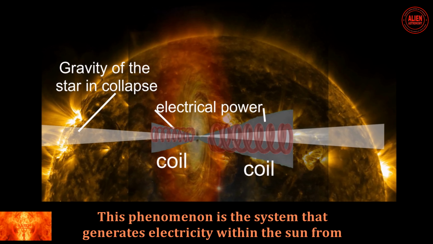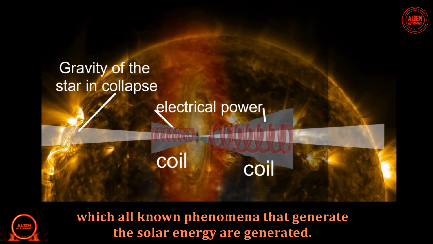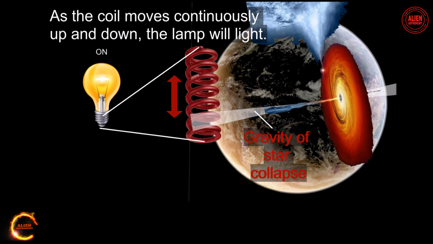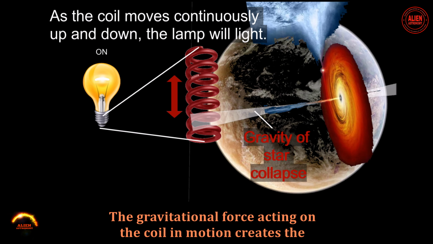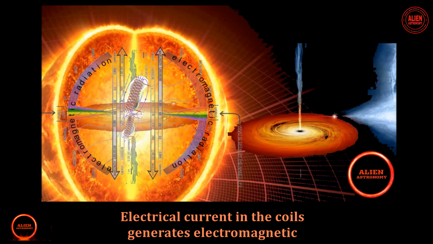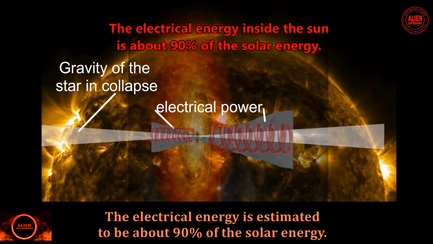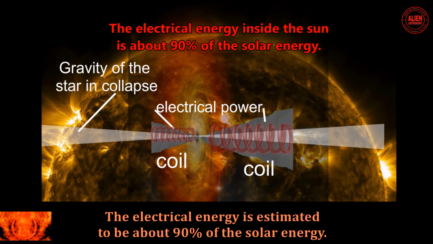This phenomenon is the system that generates electricity within the sun, from which all known phenomena that generate the solar energy are generated. The gravitational force acting on the coil in motion creates the electricity that causes fusion inside the sun. Electrical current in the coils generates electromagnetic inductance, which generates the corona heat. The electrical energy is estimated to be about 90% of the solar energy.